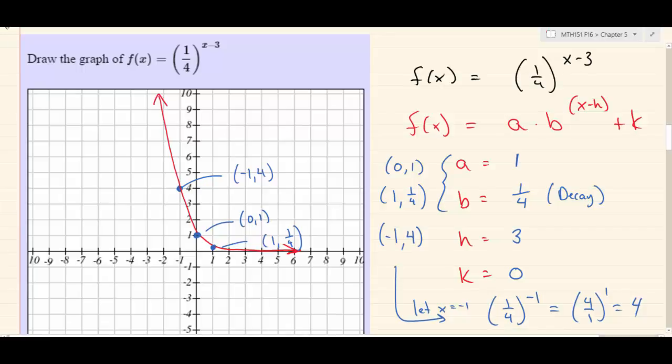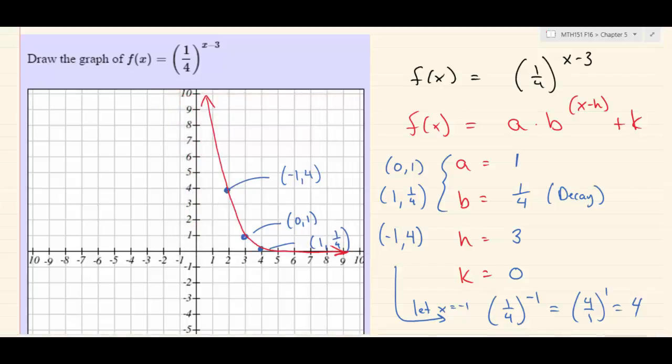So H is positive 3, so we're going to take this graph and shift it to the right 3 units. 1, 2, 3. When you do the shift, you need to add 3 to all of the x coordinates. So instead of a -1, we have a positive 2. Instead of a 0, we have a 3. And instead of a 1, we have a 4.